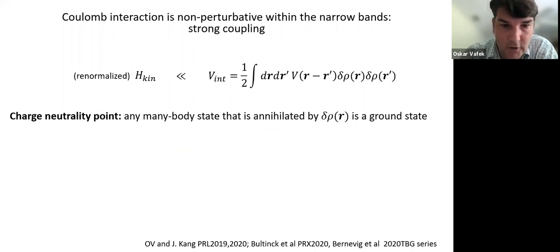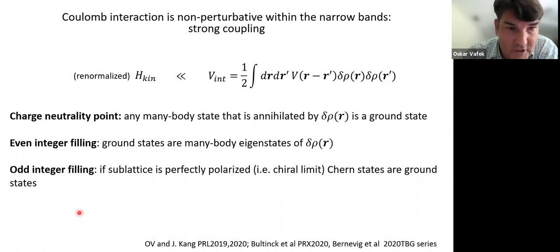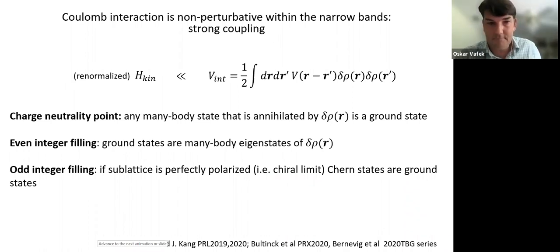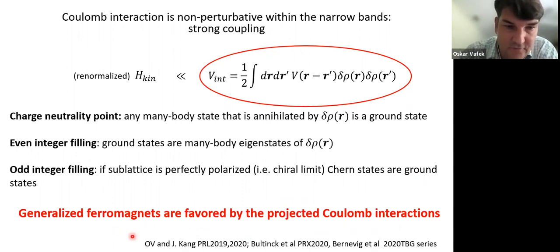There are several statements one can make in the model in which we only keep the Coulomb interaction. At the charge neutrality point, any many-body state that is annihilated by delta rho is a ground state, because this is positive semi-definite. In addition, ground states turn out to be many-body eigenstates of delta rho, which was shown in this very nice series of papers by Andrei Bernevig's group. In addition, at odd integer filling, if the sublattice is perfectly polarized, so we are in the chiral limit, then Chern states are ground states. But it turns out these are not the only ground states, because there's an enhanced symmetry, as I will discuss in just a second. One way or another, we should be thinking about this as generalized ferromagnets being favored by the projected Coulomb interaction. This was first pointed out in the Wannier basis in this paper, and then later discussed in the momentum basis, the Bloch basis.